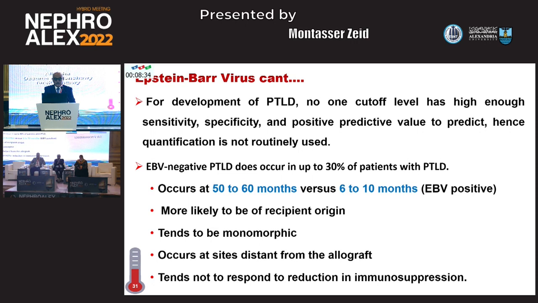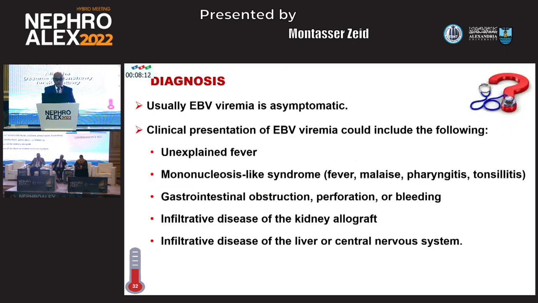Epstein-Barr virus negative post-transplant lymphoproliferative disorder occurs in up to 30% of patients with post-transplant lymphoproliferative disease. It is more likely to be of recipient origin, tends to be monomorphic, occurs at sites distant from the allograft, and tends not to respond to reduction of immunosuppression.